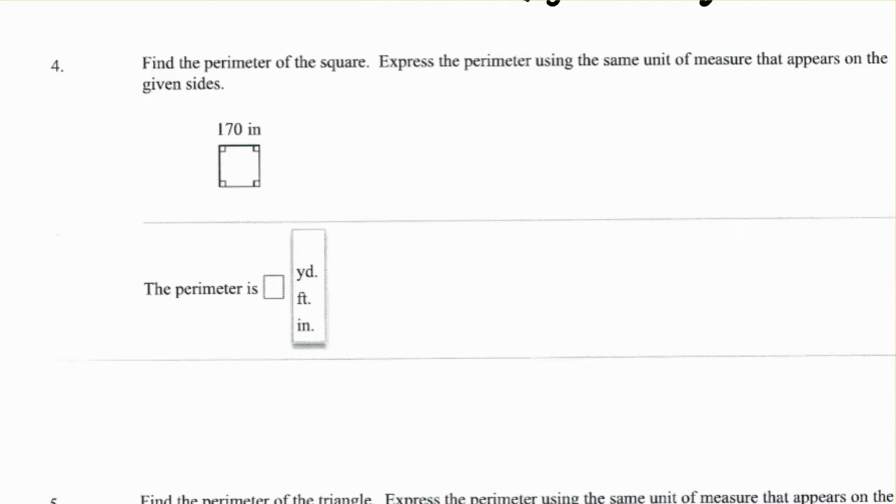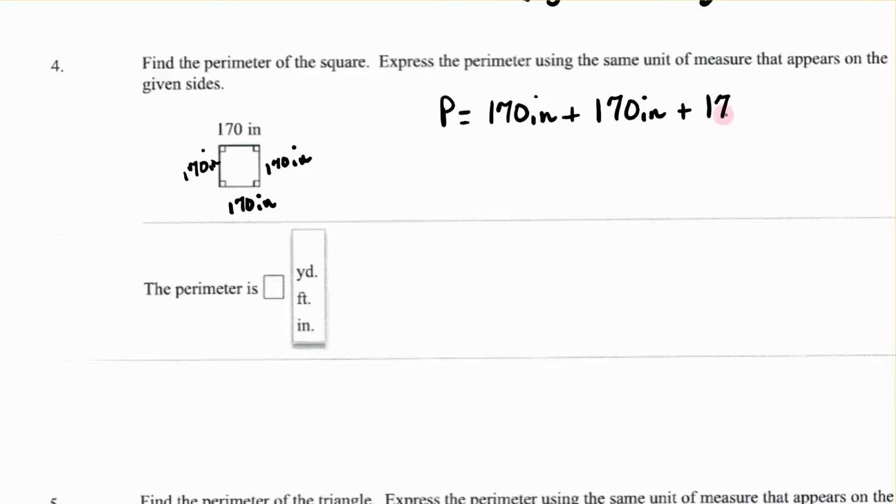Number 4, find the perimeter of the square. All right, now this is a square. So that means that it is 170 inches on all four sides. So I could say the perimeter is 170 inches plus 170 inches plus 170 inches plus 170 inches. If I add those up, I get 680 inches, and that's my answer.